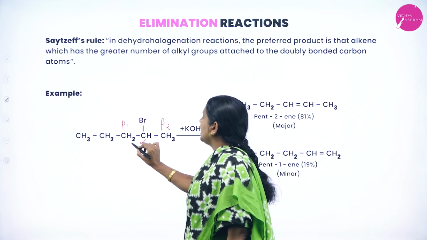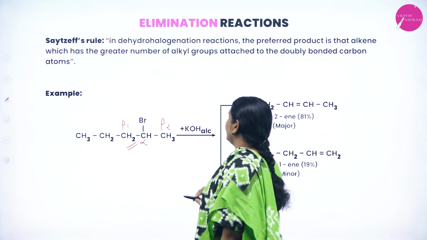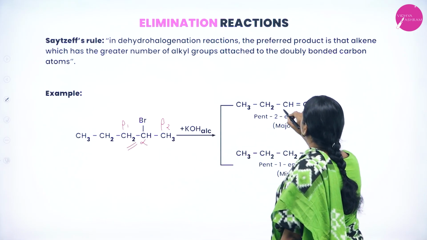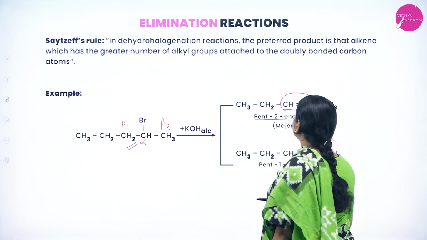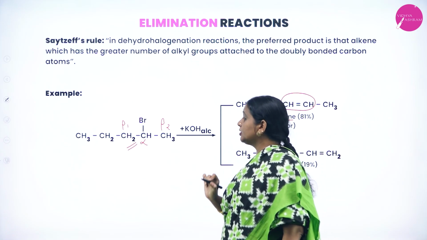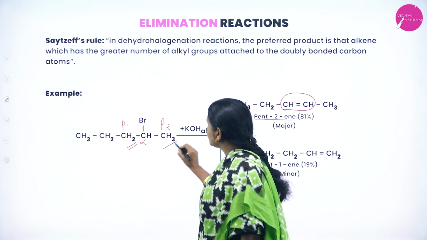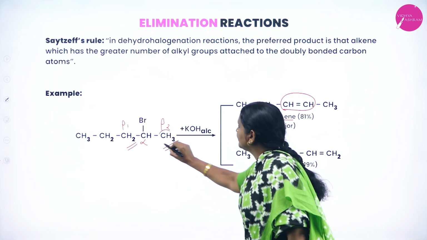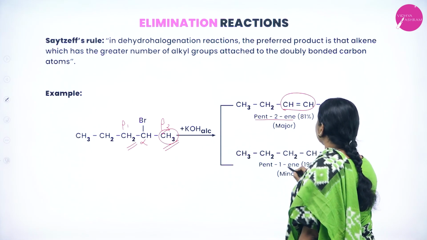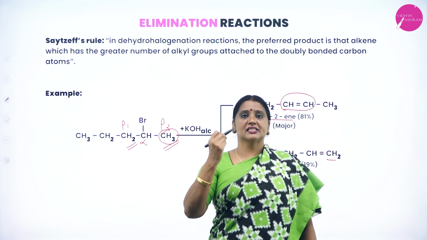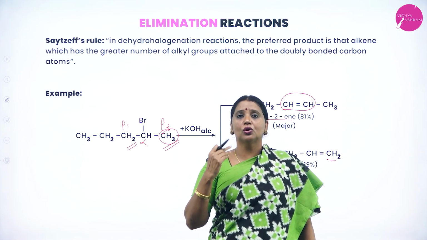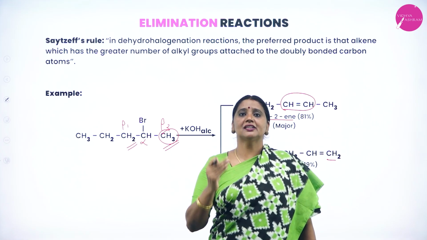In the first case, I will remove hydrogen from beta 1. When I remove hydrogen from beta 1, it will become CH double bond CH. The product is pent-2-ene. If I remove hydrogen from beta 2, CH3 becomes CH2. It will become pent-1-ene. Therefore, here there is a formation of 2 alkenes, pent-2-ene and pent-1-ene.